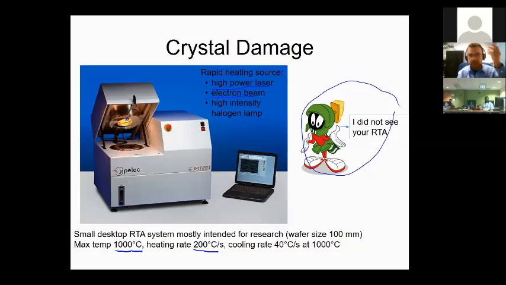But the important thing is we have to increase the temperature tremendously, very, very quickly. That's where the meaning of rapidness comes from. We need to increase it 200 Celsius per second, and we need to cool it quickly as well. So it's not going to be a long, like, oxidation furnace kind of a thing. So this will hopefully repair your damaged crystal.